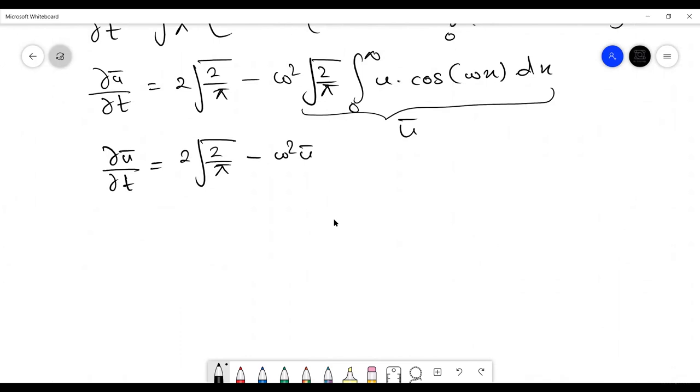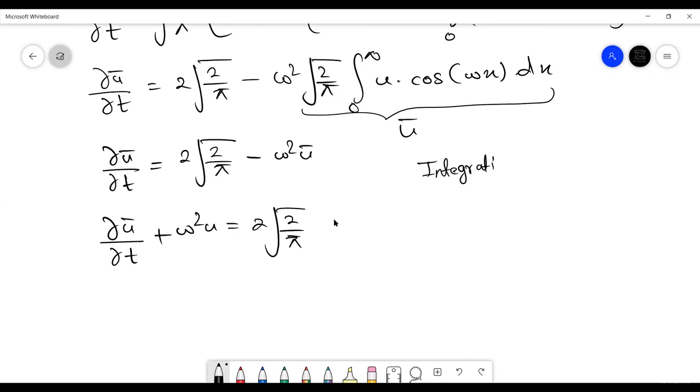So this can be rearranged in such a way: ∂ū/∂t plus ω² ū is equal to 2 times √(2/π). So we have to find the integrating factor. Now this becomes a level 3 question. The integrating factor is e to the power of the integral of ω² dt, so this gives us e to the power ω² t.